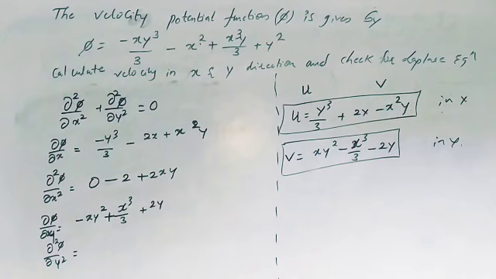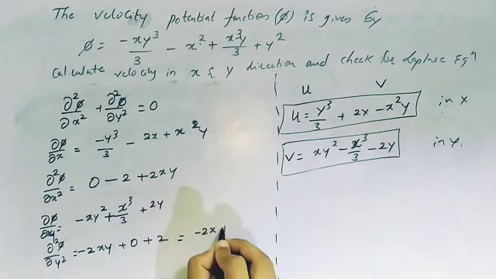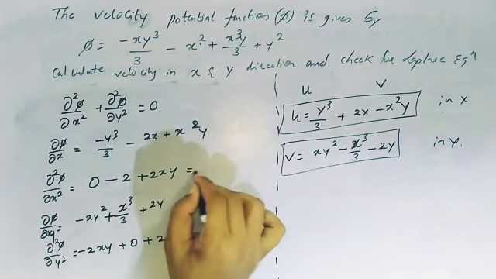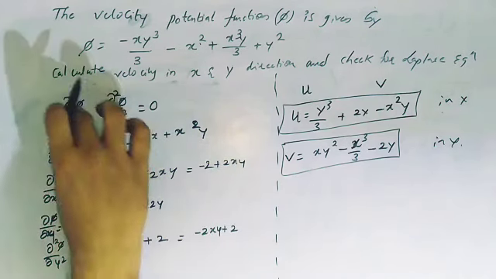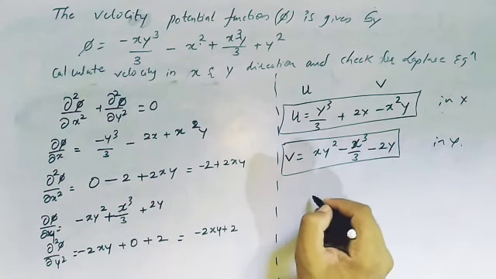So differentiating that with respect to y, I will get minus 2xy plus 0 plus 2. So that will be equal to minus 2xy plus 2. And here it will be equal to minus 2 plus 2xy.